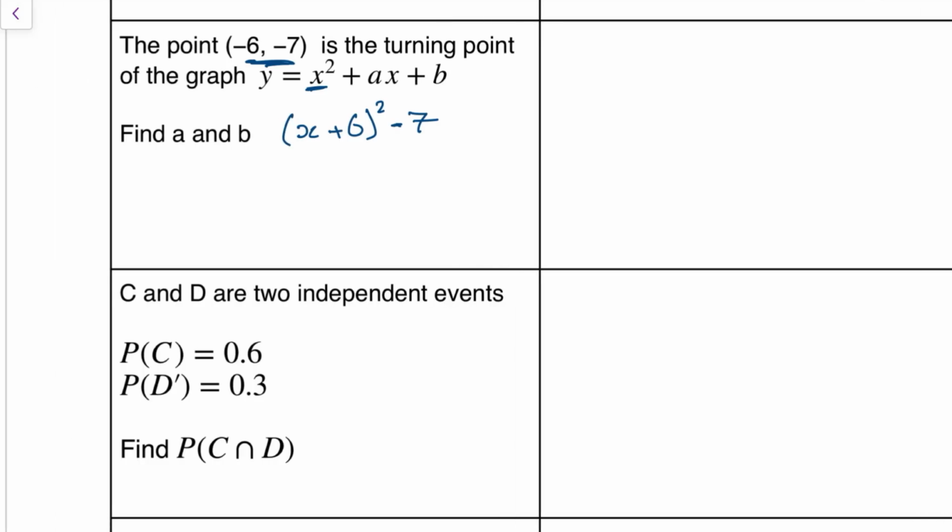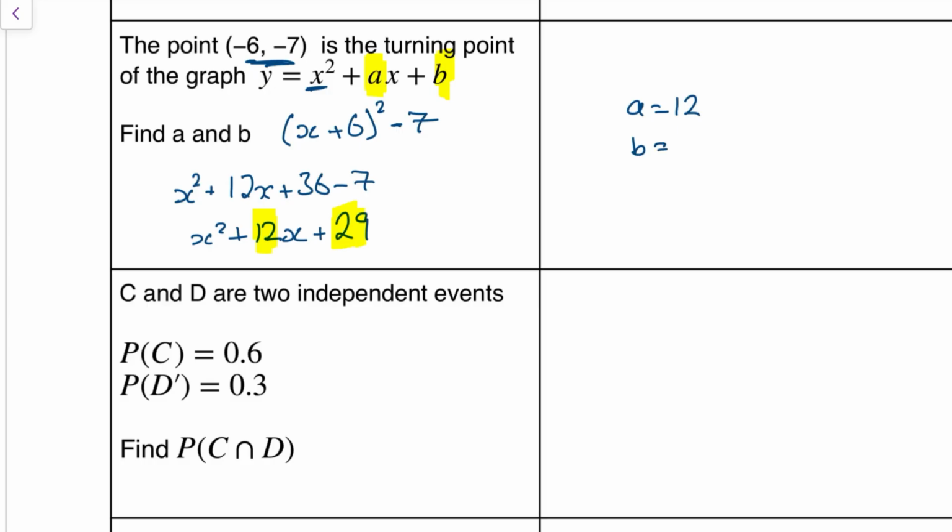So that's okay. Now, in order to compare, I'm going to have to expand the brackets. So x plus 6 squared is x squared plus 12x plus 36, minus 7, which is going to be the same as x squared plus 12x, 36 minus 7 is 29, so plus 29. And then just by comparison, I can see that the coefficient of x is 12, and I can see the b on its own is 29, which means I'm going to write my answers over here. a is equal to 12 and b is equal to 29. And that is question done. Not terrible, but very easy to go the wrong way on that question.